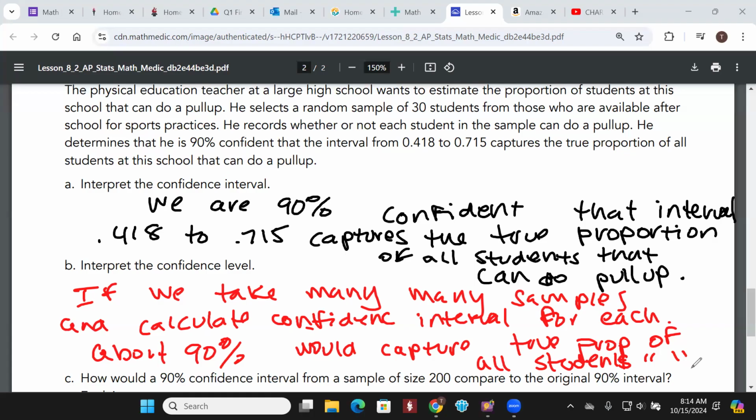Yep. On B and N, that's the student, because I said for the students who could do a pull-up, I couldn't fit it all in there. Yes, variability goes down as we increase that. All right, so part C and part D, both of them would be narrower. Yes.